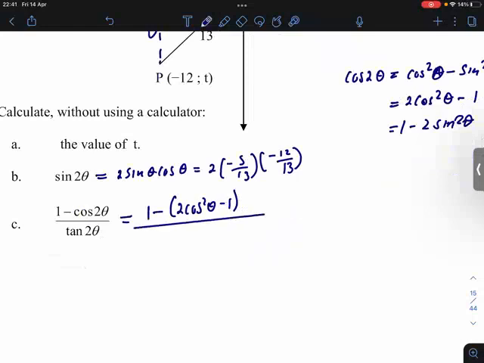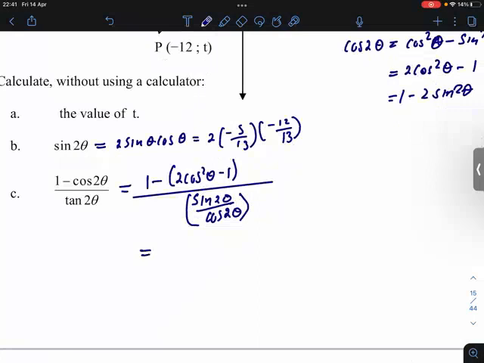With a tan 2 theta, we don't have a specific identity. So what do we do? How do we solve it? We use sine 2 theta over cos 2 theta. Exactly. Sine 2 theta over cos 2 theta. And then this I can expand.